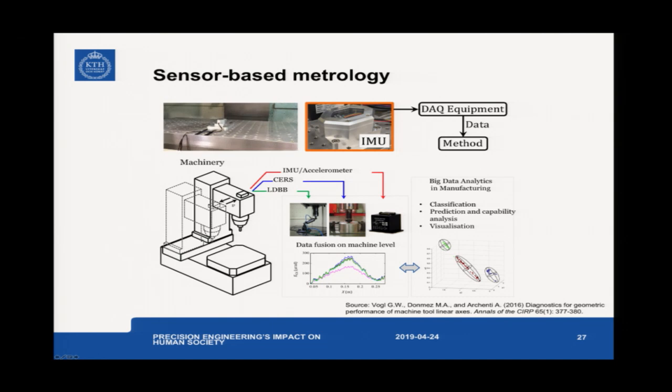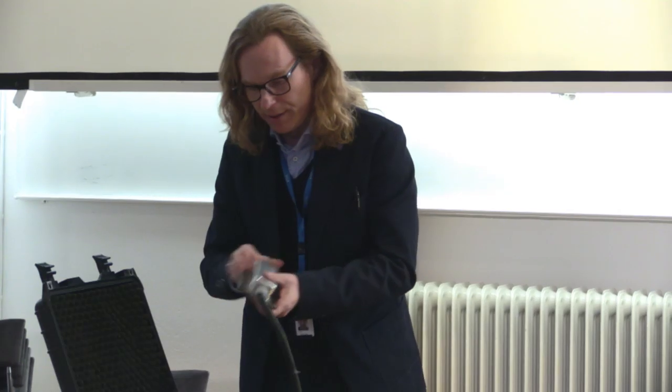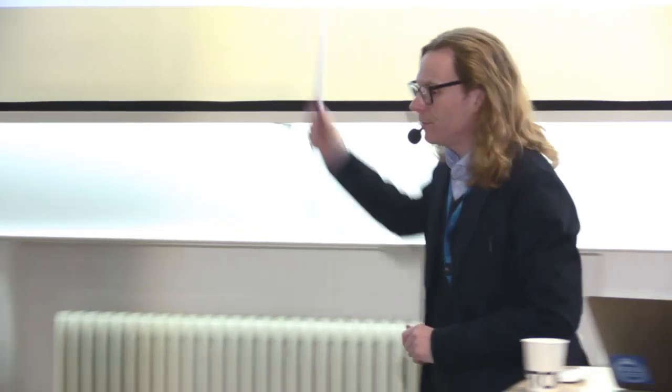Here's another example. Sensor-based metrology is coming more and more. As an example here, I brought a small bag. If you have time after the presentation, you can come look here. So this includes an accelerometer, and you can clamp it on your mechanical system and make some special movements, as you saw in the movie here.